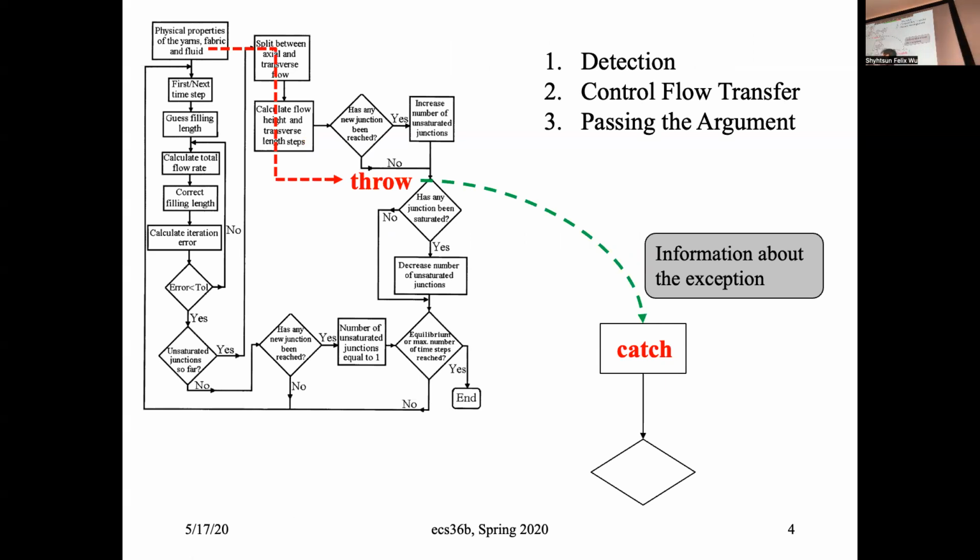Number two, you transfer your control to the catch clause. And number three, when you actually transfer control, you need to pass some information about that exception. And that is basically what we call passing the argument. So let me actually show you some example.